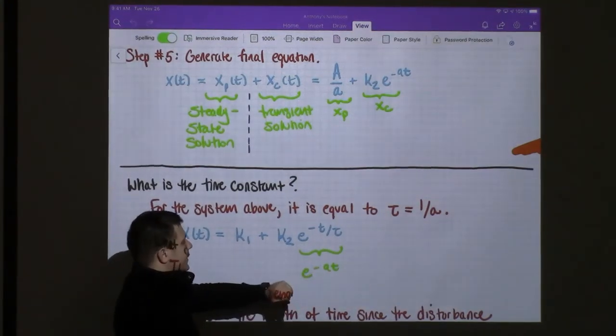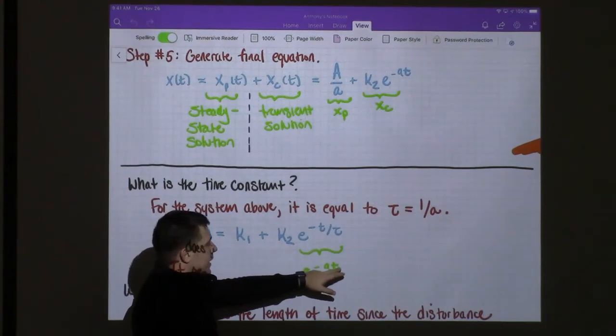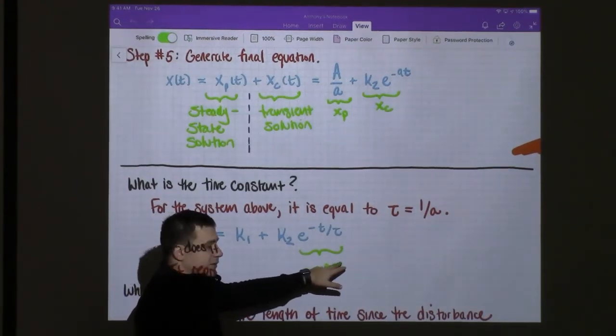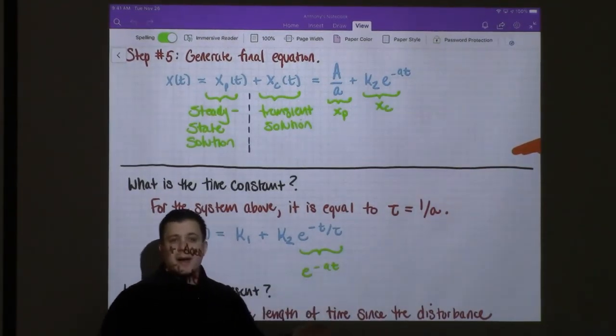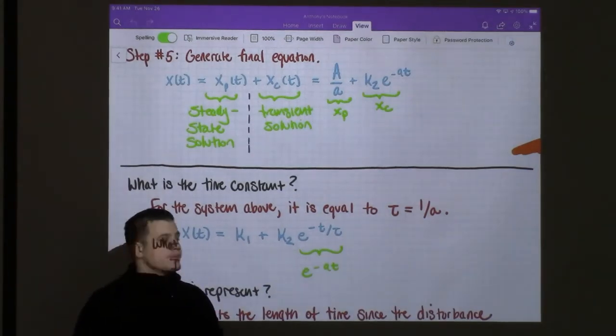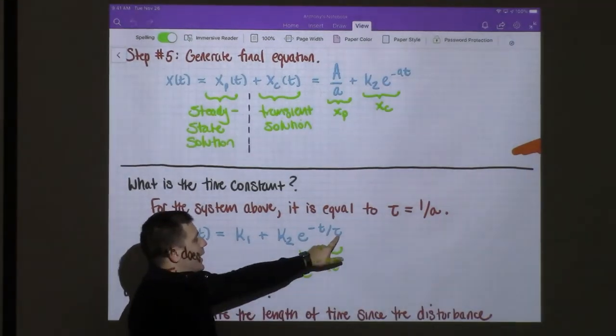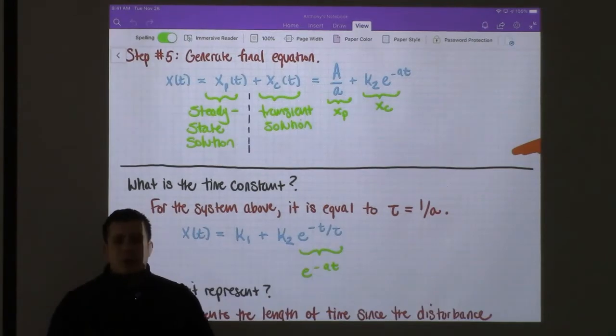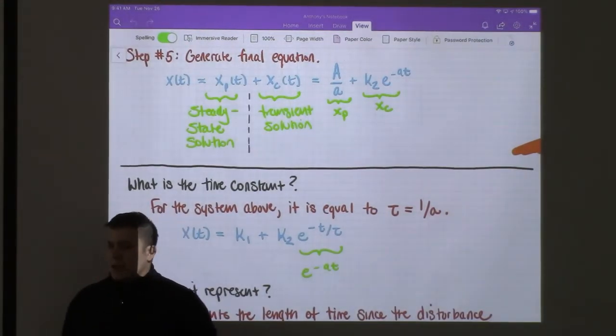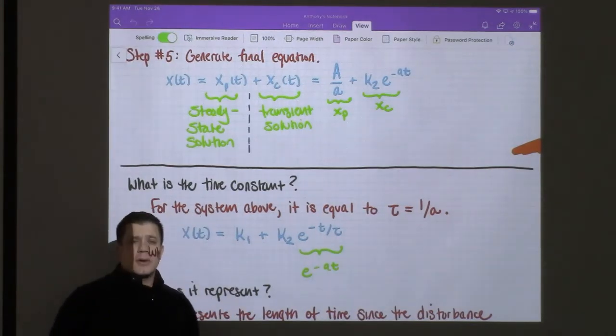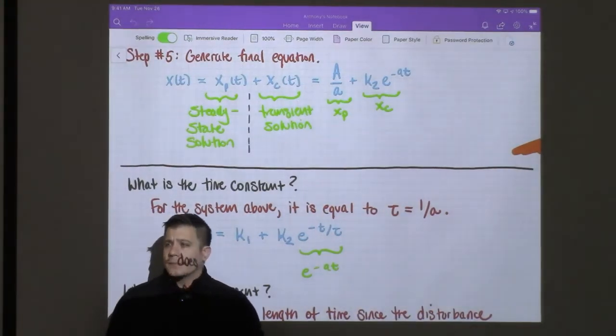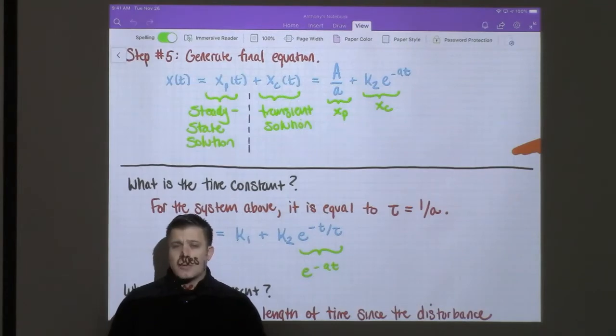Another way of writing this, we could take the a and so instead of negative something times t, we could do negative t divided by 1 over a, right? So 1 over a is a value that we're going to refer to as the time constant, which is equal to tau. And so we've talked a little bit about practically what that means. Tau represents the length of time that it's going to take for the transient to settle.